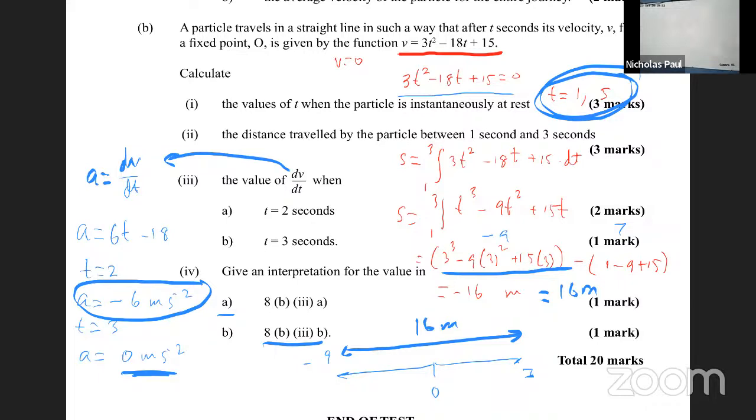All right, let's go again. So you have to remember those interpretations. Negative acceleration means a deceleration. And when the acceleration is 0, it has constant velocity.